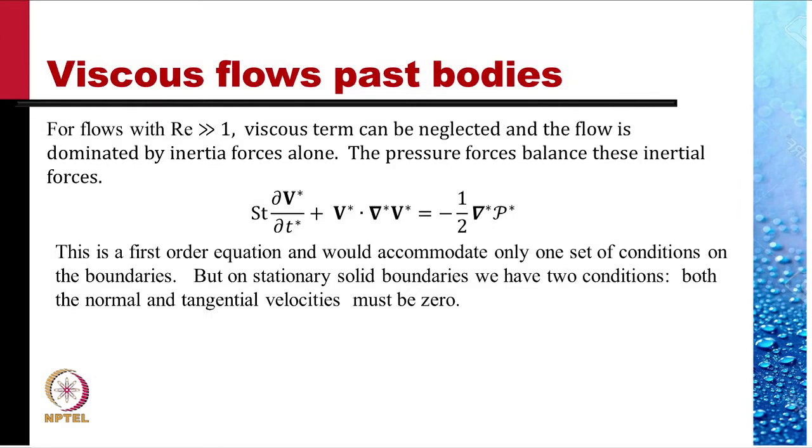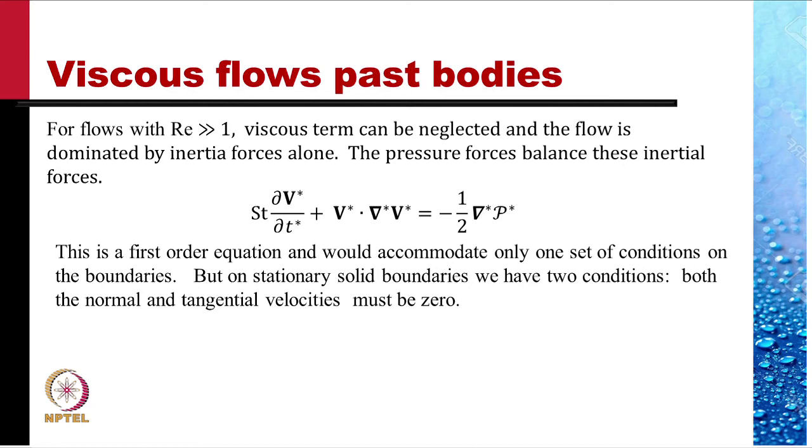For flows with Reynolds number much greater than 1, the viscous term can be neglected and the flow is dominated by inertial forces alone. The pressure forces balance these inertial forces. The equation is Strouhal number times del V star by del T star plus V star dot del star V star, this is the inertial term, is equal to minus 1/2 del star P star. This is a first order equation in velocity and would accommodate only one set of boundary conditions. But on stationary solid boundaries, we have two conditions, that both the normal and tangential velocity must be 0. So obviously this equation cannot satisfy both the boundary conditions.